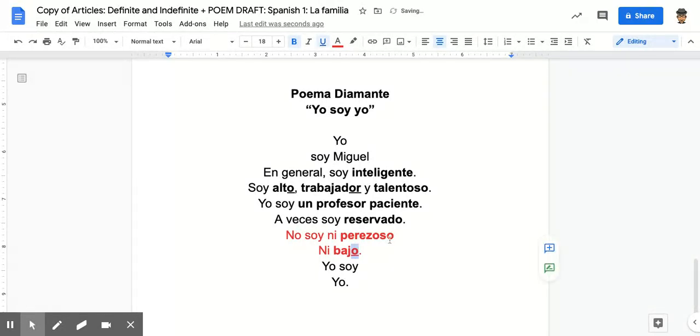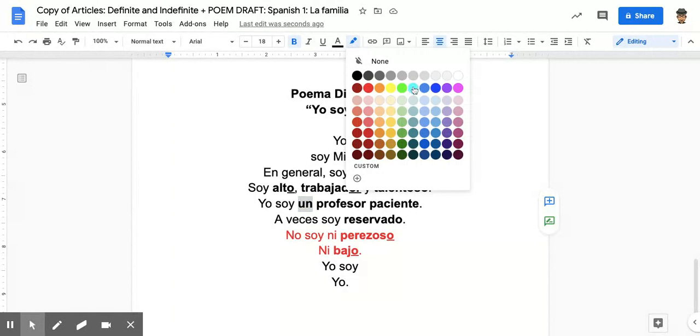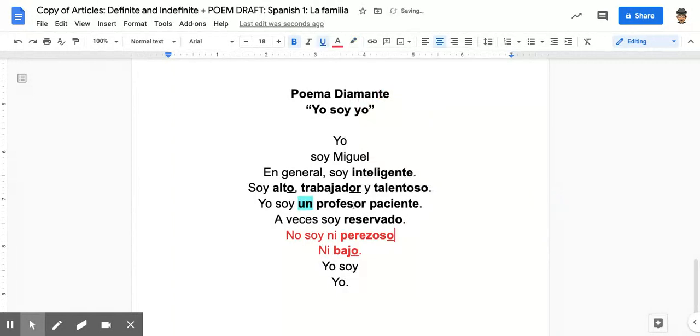Again, even when I'm saying what I am not, I'm using masculine. And here's my indefinite article. So you want to make sure that that matches your gender, just like the noun that you use to define yourself. Para mí, profesor, all of your adjectives también need to match your gender. All right. So the new construction is right in the middle. So what are you like in general?